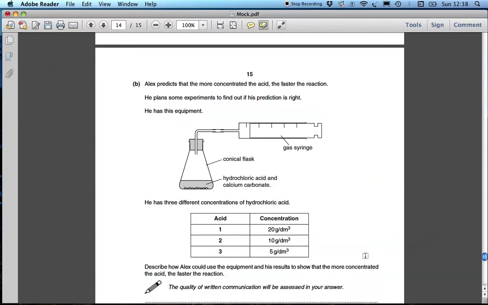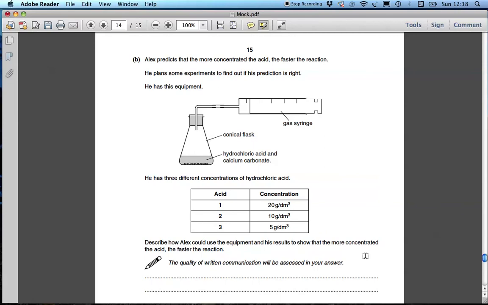Then we had another 6-mark question, the last 6-mark question, and you're being asked to show that the more concentrated the acid, the faster the reaction. How would you show that with this setup? We have solid calcium carbonate, you add acid, and you create carbon dioxide. That carbon dioxide goes into the gas syringe and pushes the end of the syringe so you can measure what volume was formed.